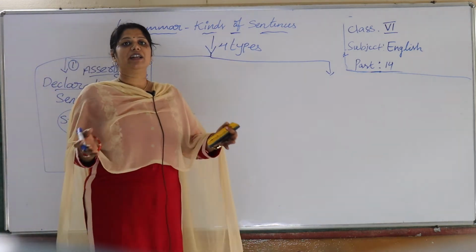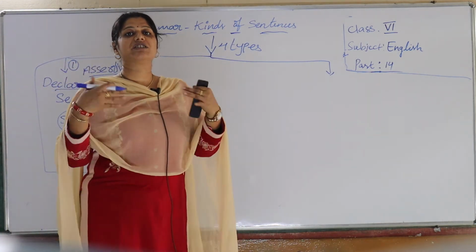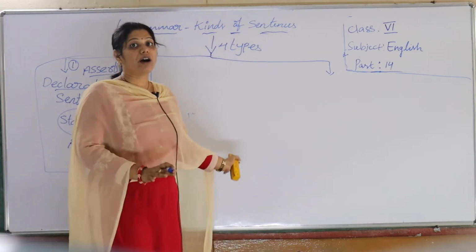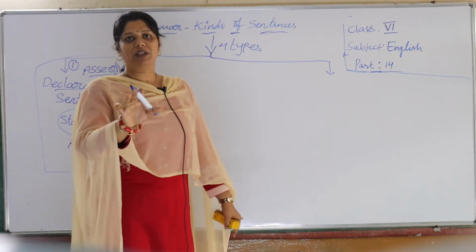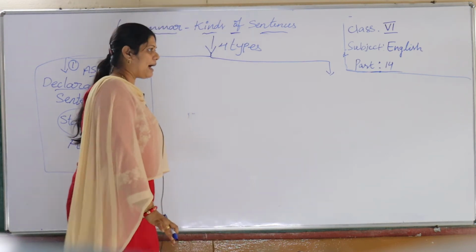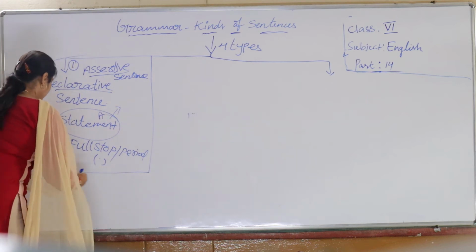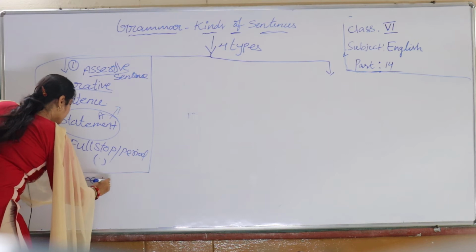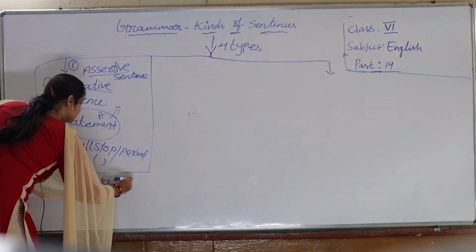Let's repeat once again. A sentence which states something, which is a statement, is called a declarative sentence or assertive sentence, which ends with a period, that means full stop. Okay. For example, as I said, he speaks English fluently.